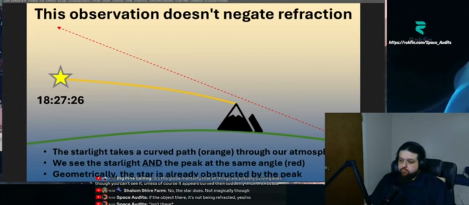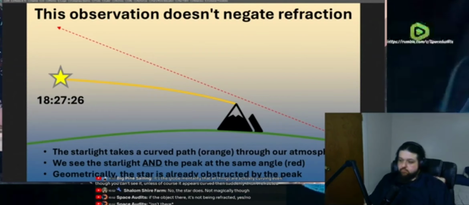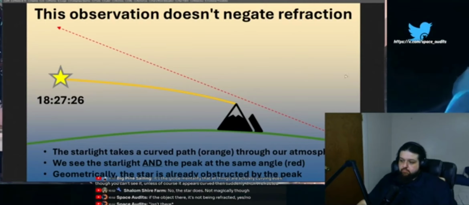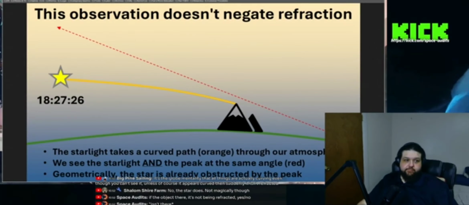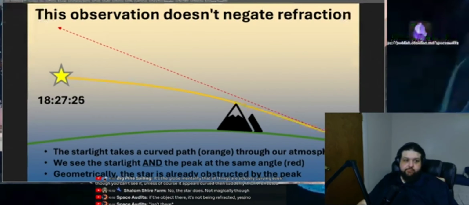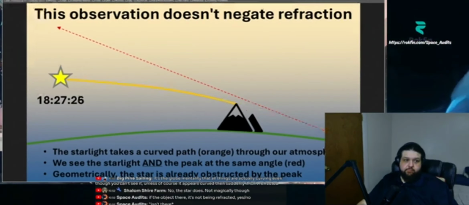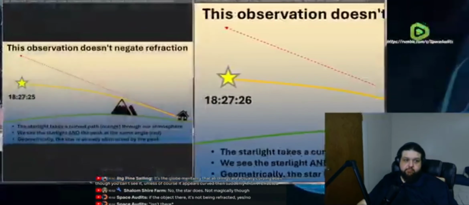Is that mountain peak drawn at 219 or 217, Ruhif? The physical mountain, so the yellow path, that's 217. The red path is 219. Okay, but the starlight's not coming in at 217, so that's irrelevant. It wouldn't get blocked. Right, it wouldn't get blocked.